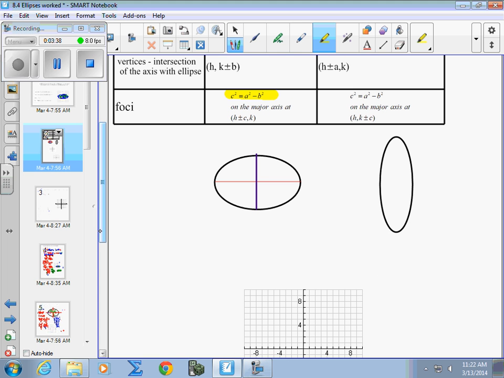Once again, this distance is equal to A. That distance is equal to A. This distance is equal to B. That distance is equal to B. The whole distance from here to here, or the length, is equal to 2B. And the whole distance from here to here is equal to 2A. The focus is always on the major axis, and the distance from the focus to the center is C. Okay? And the total distance is 2C.